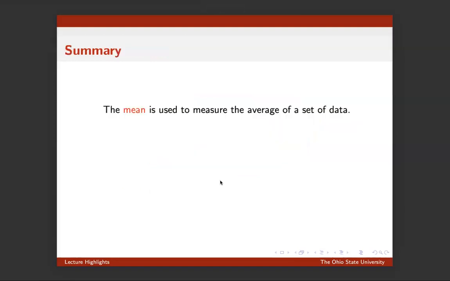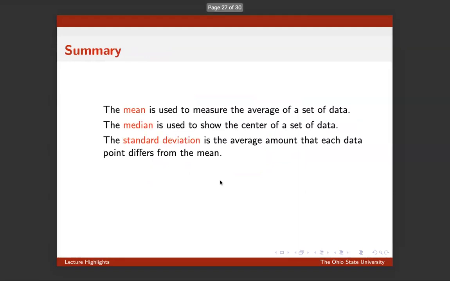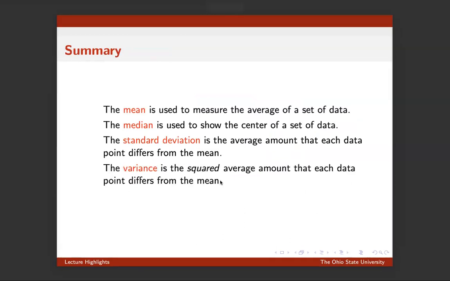So in summary, we use the mean to measure the average of a set of data, the median to show the center, standard deviation to show the average amount that each data point differs from the mean, variance to measure the squared average that each data point differs from the mean, and a box plot to summarize distribution statistics.